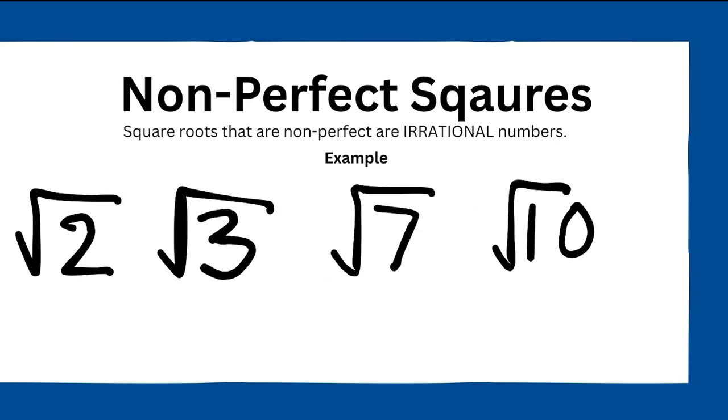Alright, so non-perfect squares. Square roots that are non-perfect are irrational numbers. So an example is the square root of 2, or the square root of 3, or the square root of 7, or the square root of 10. These are all irrational and just imperfect, because I cannot do 5 times 5, that would give me 25. That wouldn't give me 10. If I did 5 times 2, I would get 10, but those are two different values. They're not perfect. I could do 1 times 2 or 1 plus 2, and I still just wouldn't get the square root of 3. I would have to do another way to solve this.